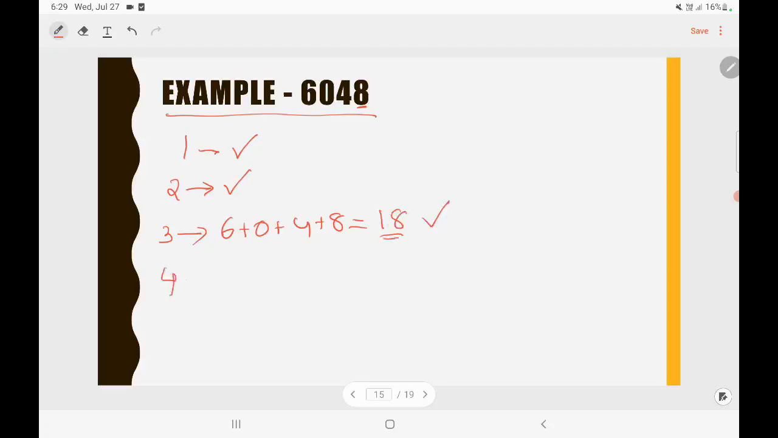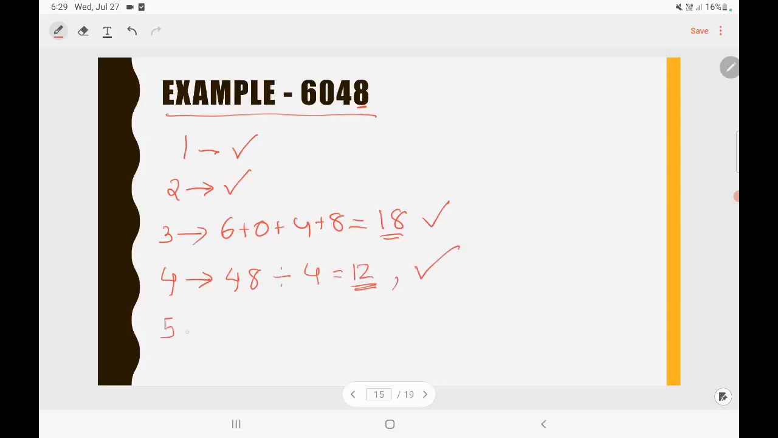Now we have to check 4. For 4 we need to take the last two digits. Here last two digits are 48, right? We need to check whether 48 is divisible by 4. So 48 divided by 4 is equal to 12, right? Therefore 48 is divisible by 4. Therefore 6048 is also divisible by 4.